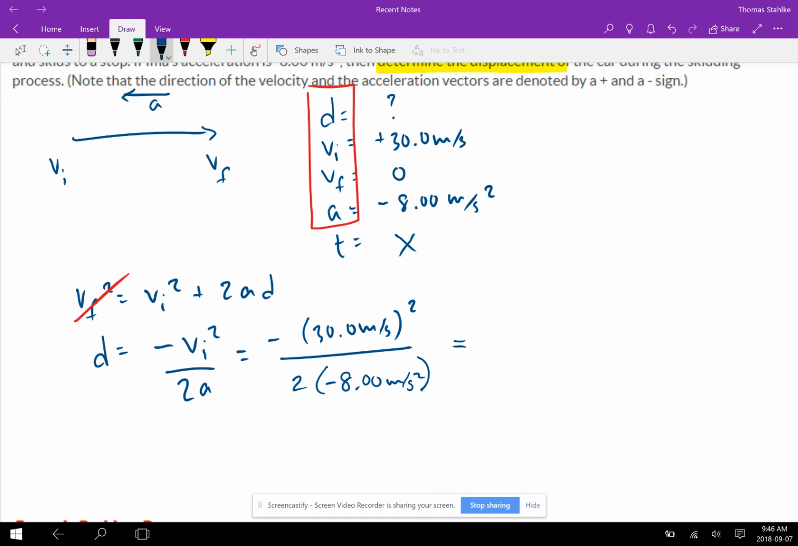Now we can see we have a negative that's divided by a negative, so we're going to have a positive answer. So the displacement is positive, and we'll turn on our calculators and say 30 squared divided by 2 and also divided by the negative 8. And so we get 56.25, and we'll just put that in 3 significant digits. So positive 56.3 meters, and there's our final answer.